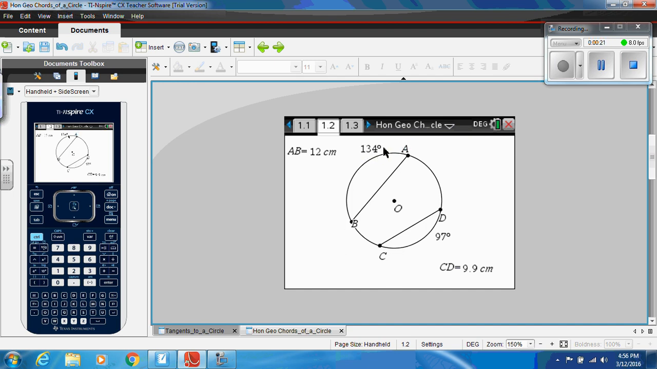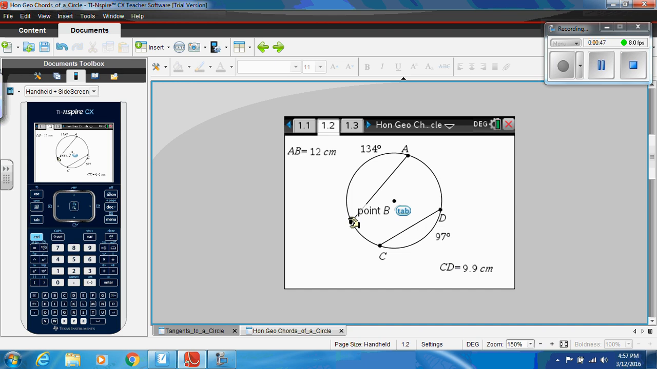And notice up here I've got the arc measurement. So this is 134 degrees right here. And CD, this arc CD is 97 degrees. And then over here I've got the segment length. AB is 12 centimeters, and down here I've got CD as 9.9 centimeters. So what I would find more interesting is what would happen if I make these segments the same length.